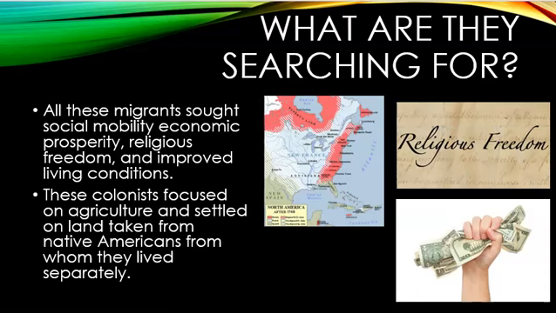Religious freedom, freedom of religion, Anglican Church, English Church, like we talked about, real rough, real strict. And improved living conditions. Some people are dirt poor in Europe, think, hey, maybe I can get my own farm and start a new life in the New World, even though it's a little more dangerous. These colonists focus on agriculture, settling land that they took from Native Americans who lived there, separately. Now, that is probably not going to go well for the relations, right?